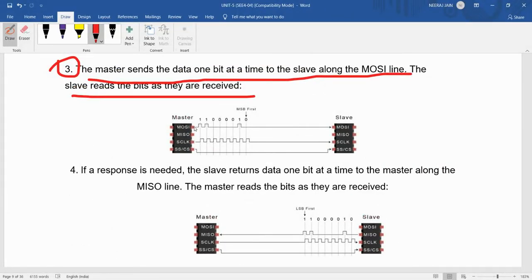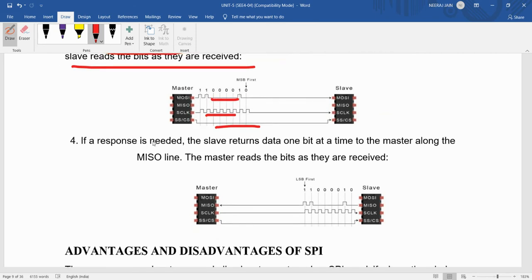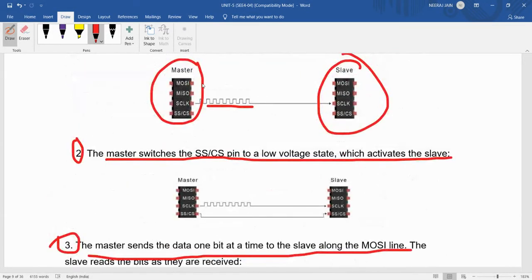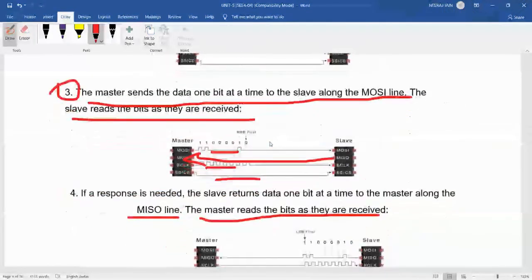In the next step, as shown here, there is the clock signal, the chip select signal, and the master to slave signal. After that, if a response is needed, the slave returns data 1 bit at a time to the master along the MISO line. The master reads the bits as they are received. This is the way of communication in the SPI protocol.